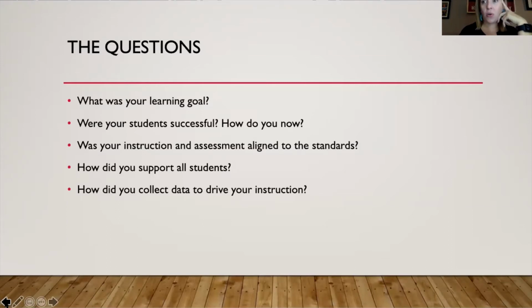What was your learning goal, right? Because that, to me, is the basic bottom line. You need a learning goal, right? You need to know what your students are supposed to learn that day. So that's foundational. That's why I have it first. Were your students successful? How do you know? If you're going to teach them something, you need to be able to know if they learned it. And this should actually happen on a daily basis.